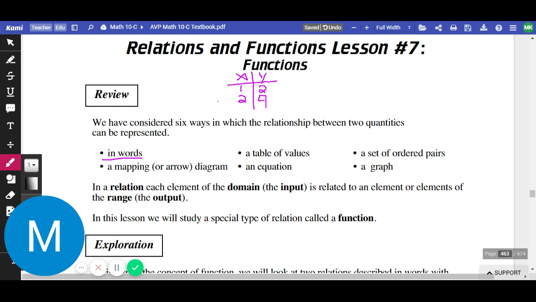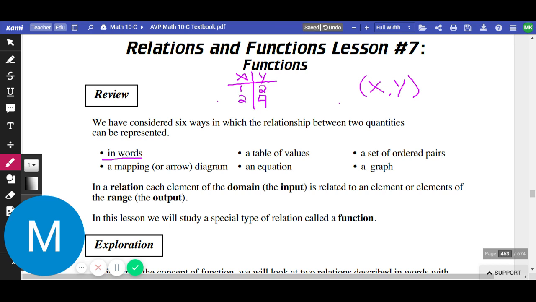We also talked about inputs and outputs. Right? So when you're looking at a table of values, your input is the first thing, your output is the second thing. Input being X, output being Y, like 99% of the time. We also talked about ordered pairs. Ordered pairs always look like this, where the X coordinate goes first, the Y coordinate goes second. Again, input is the first one, output is the second.